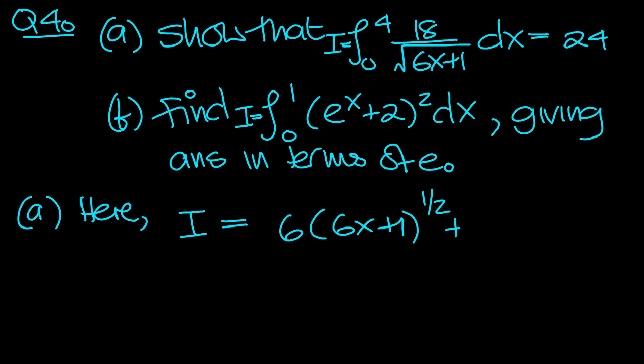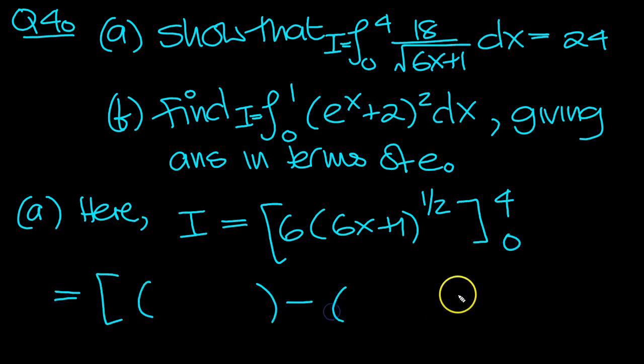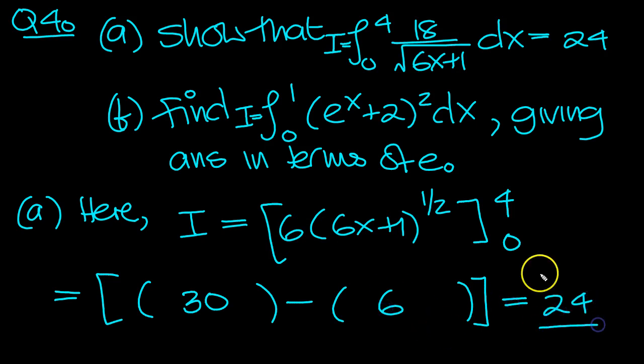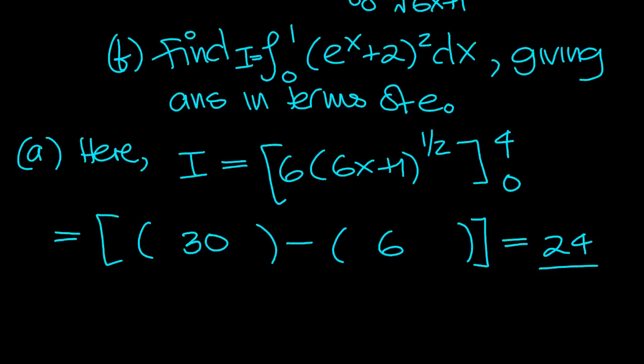Now we're doing it between 0 and 4. It's a definite integral, so that's equal to top value, take bottom value. Put 4 in here, we get 25: 6 fours are 24, plus 1 is 25. 25 square rooted is 5, so we get 30. Put 0 in here, 1 square rooted is 1, so 6 times 1 is 6. So the answer is 24. Now the next part, which is what we needed to show, part B.